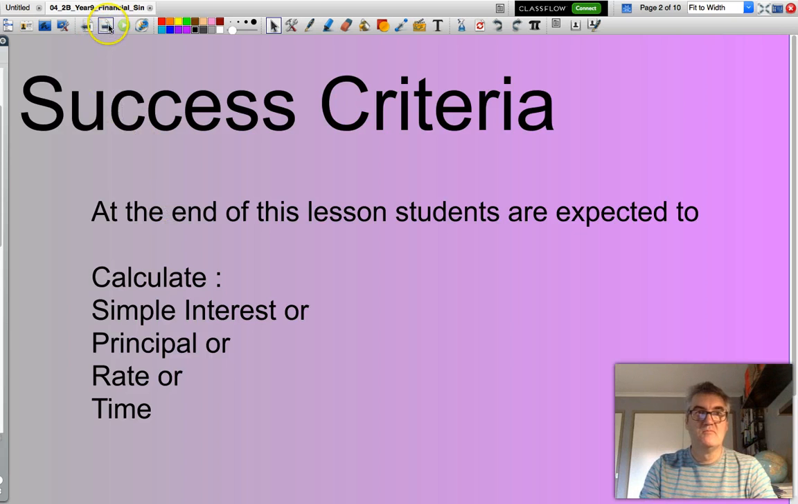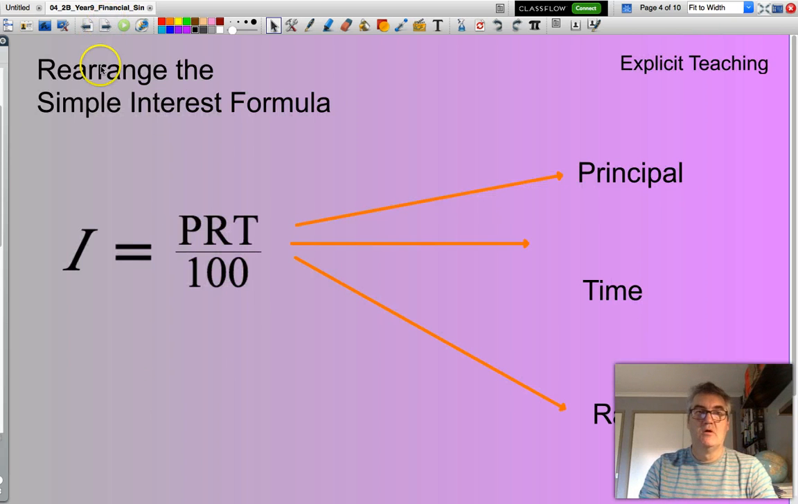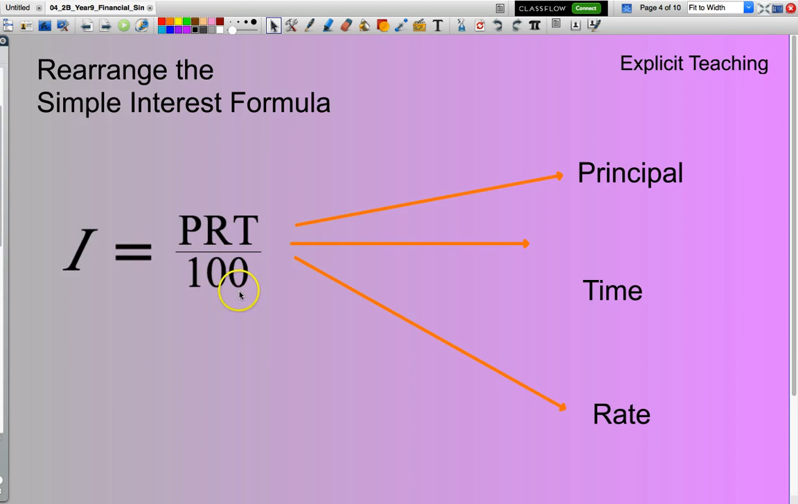So the equation to calculate simple interest: the interest equals the principal multiplied by the rate multiplied by the time, all divided by 100. Now I could use my algebra to rearrange this equation to make P the subject of the equation. I'll do that up here.